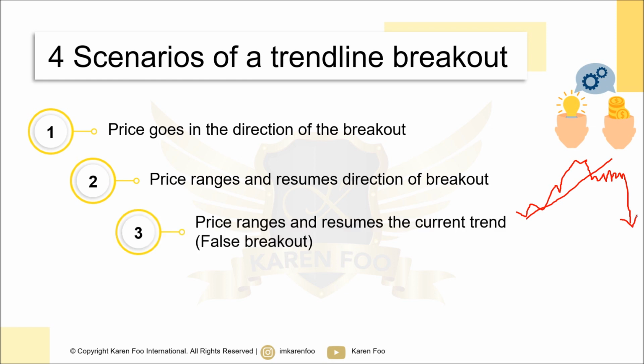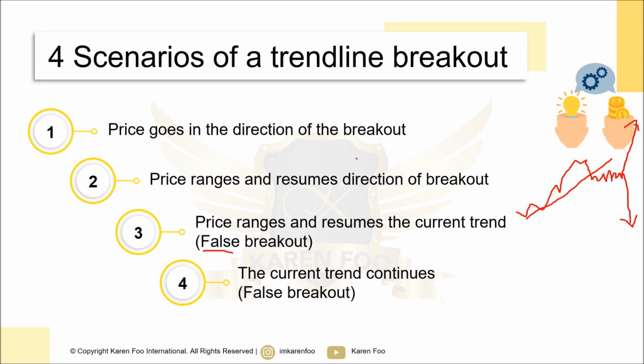Third thing is price ranges and resumes in the current trend, which gives you a false breakout. So instead of breaking out the trend line and then going down, it goes back up instead, continue in the current trend. So this would be a false breakout. Okay. Fourth thing that can happen is the current trend will continue and this will also be a false breakout.